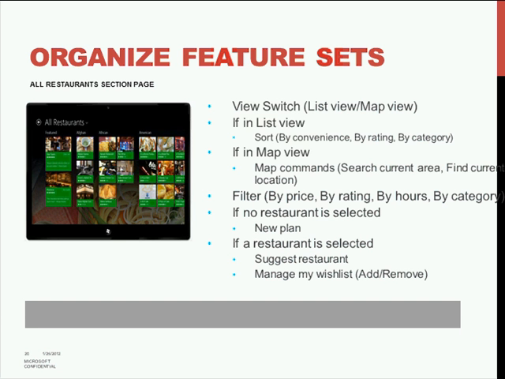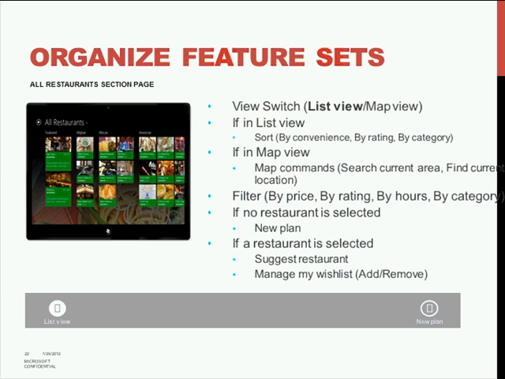So let's see. First of all, again, like in the last page, we can create a new plan. And that new plan is actually something that you can do in the entire application. So that actually needs to be there practically always. Then we have a list view. And we also have a map view. So we need to be able to switch between the two.